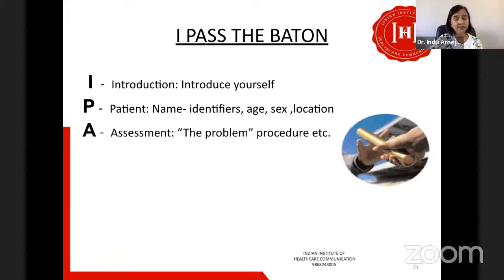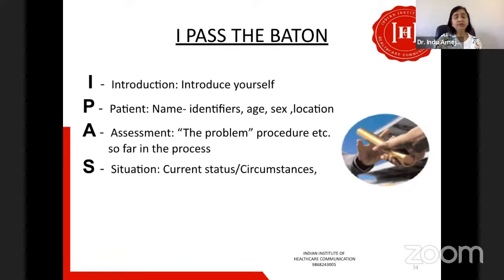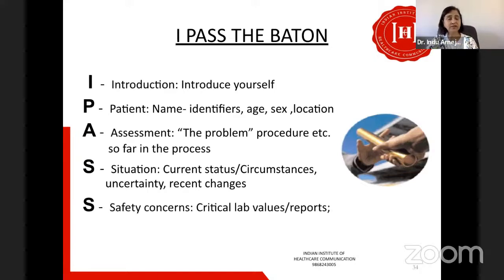Then A is assessment. What is your assessment? What do you think is the problem right now? What do you want to talk about? Then situation, what is the current status and the circumstances? It could be uncertainty or recent changes. It could be drug reaction. It could be some change in the patient's condition. The second S is for safety concerns, especially if it is about critical lab values or reports.